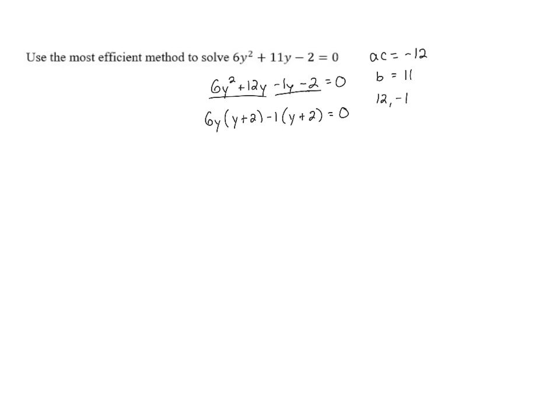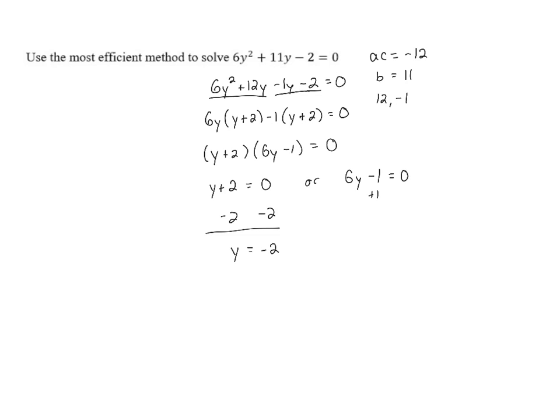So we see that both groups have a y plus 2 in common, and when we pull that out, we're left with 6y minus 1. So once we factored this, we get y plus 2 times 6y minus 1 equals 0. And we can use the zero factor property to set each of these factors equal to 0, and then we can solve. For the first one, we subtract 2 on both sides, and that gives us y equals negative 2.